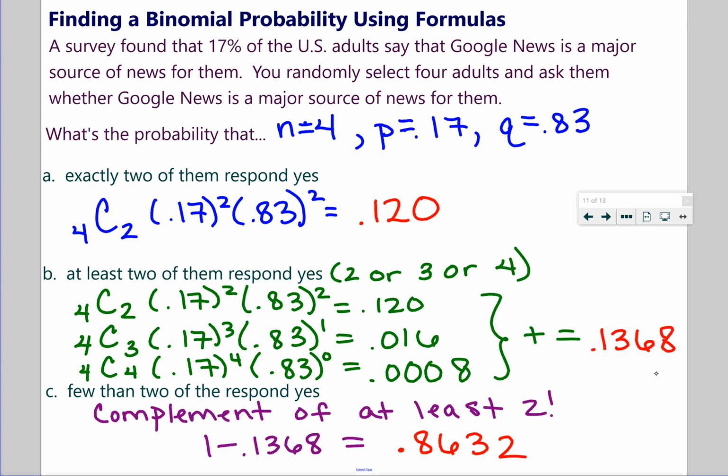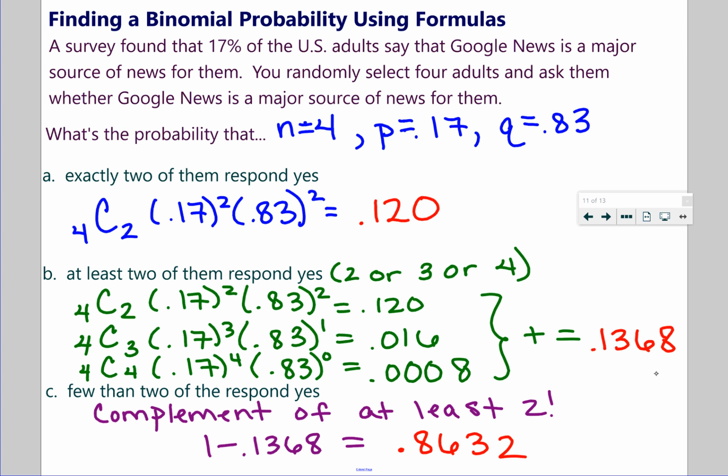And then the word or, remember, means we are adding. That's our addition property. Okay, if we see and, that's when we're multiplying them together. But or means add. So you get 0.1368 approximately when you add those together. And then you could have done a little shortcut on the bottom one.